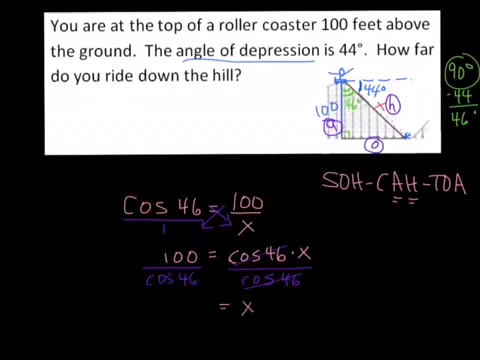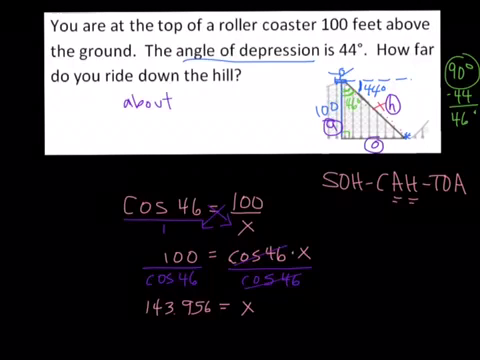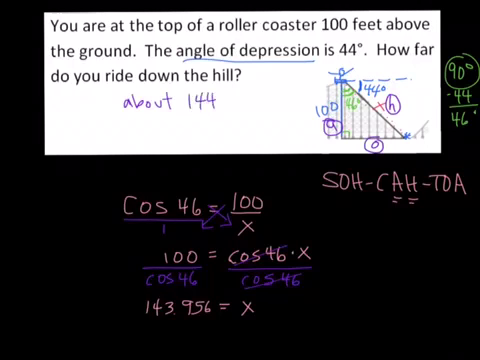So x equals, we get 143.956 for x. So how far do we ride down the hill? Well, about, and we could round to 3 decimal places as well, but about 144 feet.